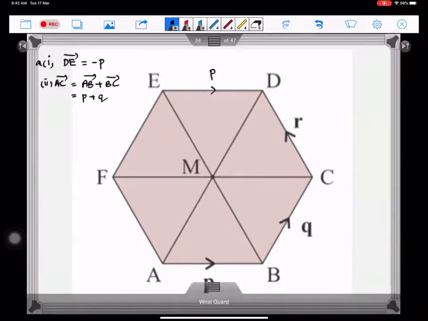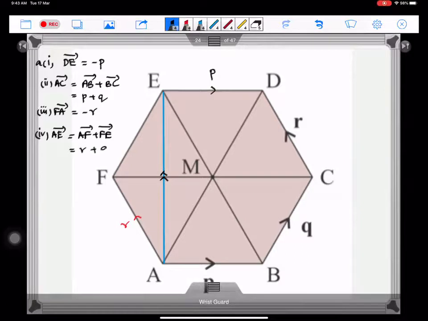Third point, FA. AF is R, but FA is minus R. Fourth part, AE. AE, which one is this? A till E, like this, all the way up. This AE is AF plus FE. AF is R and FE is Q. Done.